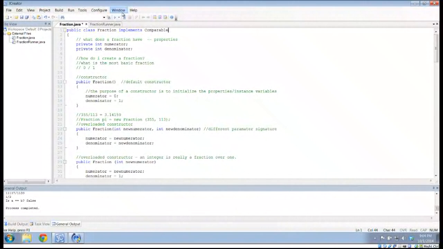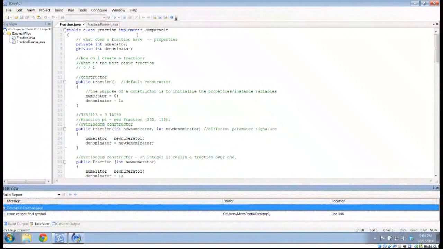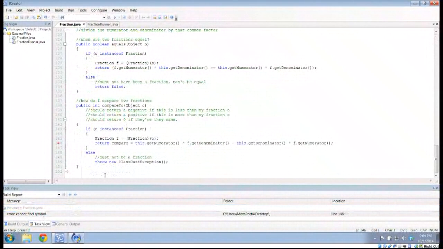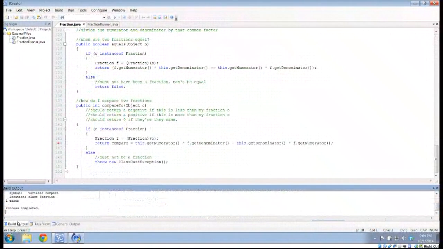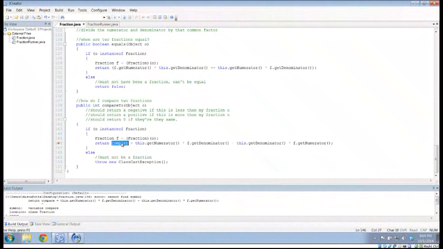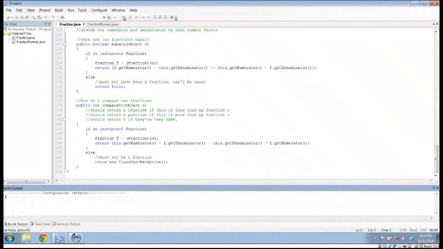So I'm going to go ahead and compile this. And I've got an error in here. What's my error? Return. I don't want to return compare. I just want to return the result of this calculation. Yeah. Okay. So now that should compile with no issues.